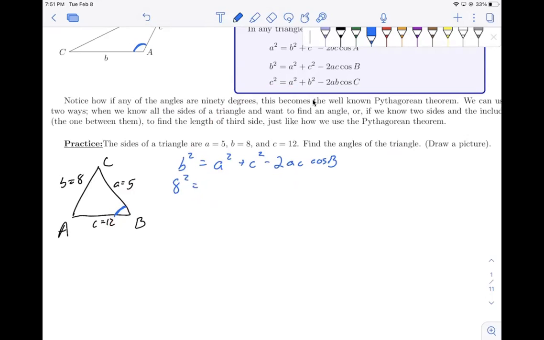8 squared equals 5 squared plus 12 squared minus 2 times 5 times 12 times the cosine of angle B. And at this point, if we've set up the equation correctly, we're kind of done with the problem solving. It's just taking our time and doing arithmetic. So 8 squared is 64, 25, 144, minus, it's going to be 120, cosine of B. Now it's just a regular linear trig equation. So I'm just going to combine like terms.